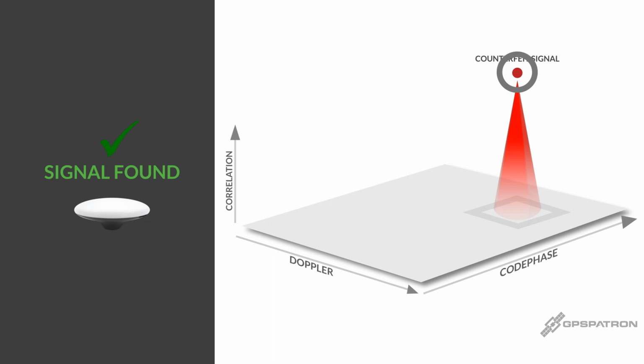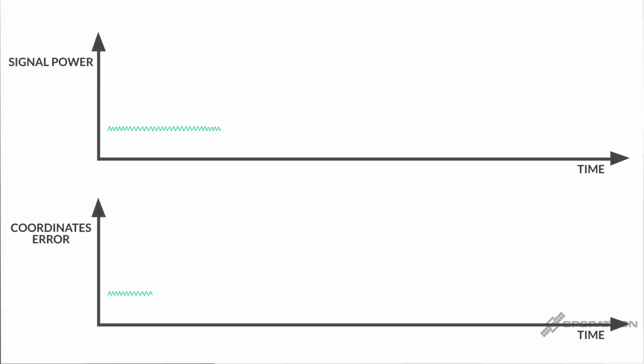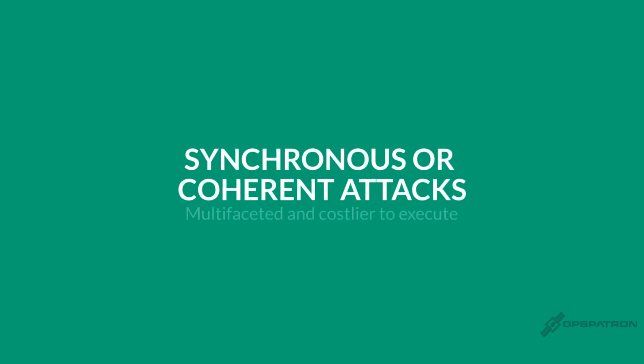Effortless, right? Then again, it's also simple to detect such an attack. A significant increase in signal power or jumps in time and coordinates is an indication of the attack. Synchronous attacks, in contrast, are multifaceted and costlier to execute.